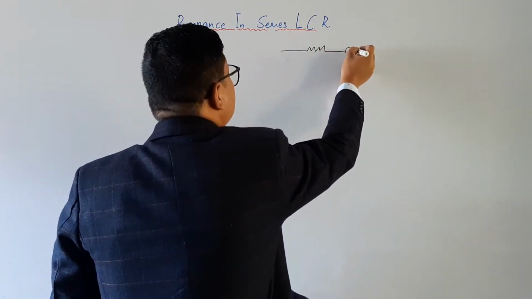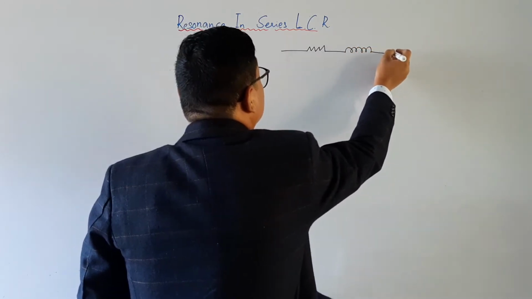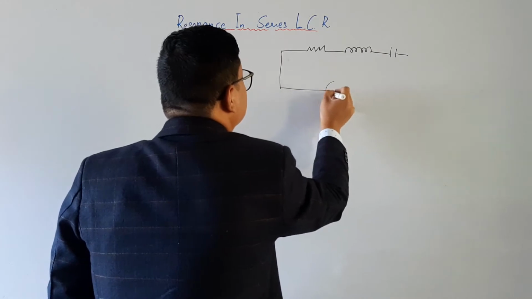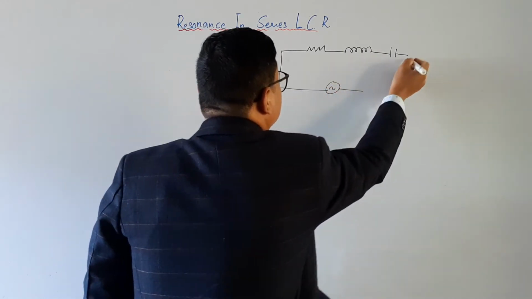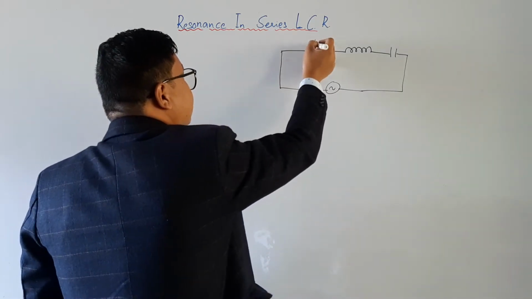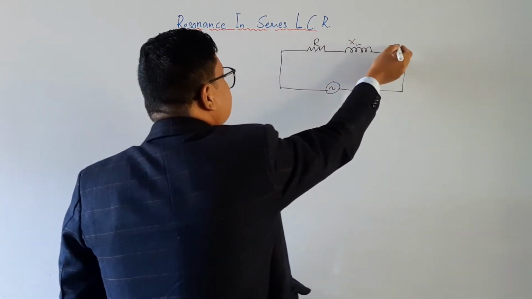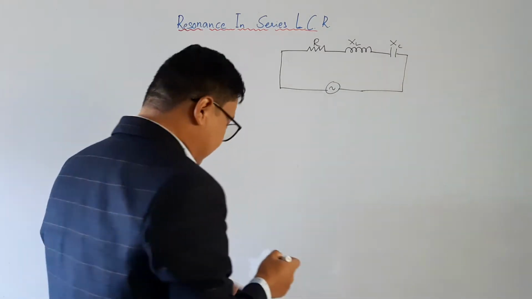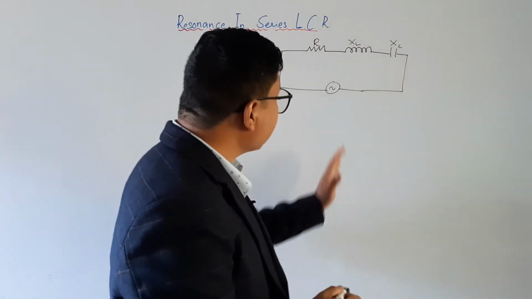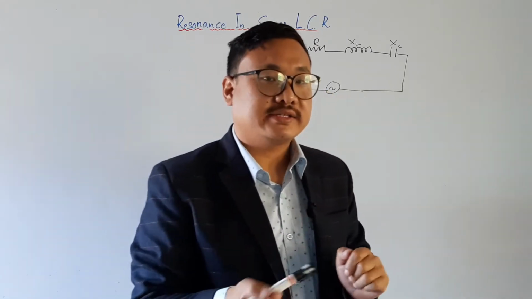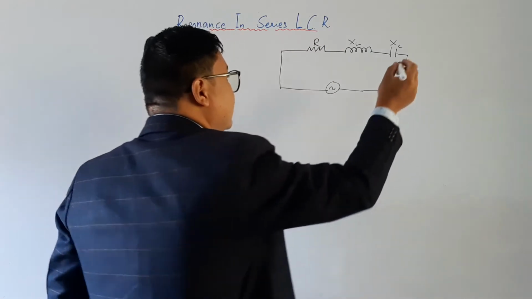To start with, let us consider a small diagram which is series LCR, which we have already drawn so many times, and we have studied its impedance also. So this is the source, this is resistance R, this is XL, and this is XC. These circuits are found in tuning circuits. What are tuning circuits?